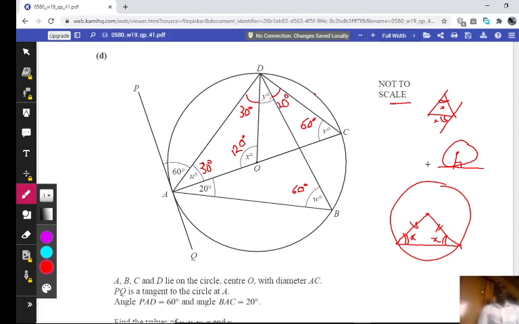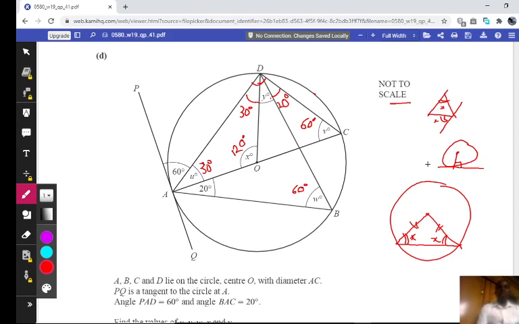Then to find Y, we use this diameter AOC. The angle subtended or formed by the diameter is a right angle, which is 90 degrees. So it means this angle ADC, this whole angle, is 90 degrees. So if we add 30 plus Y plus 20, you get 90 degrees.